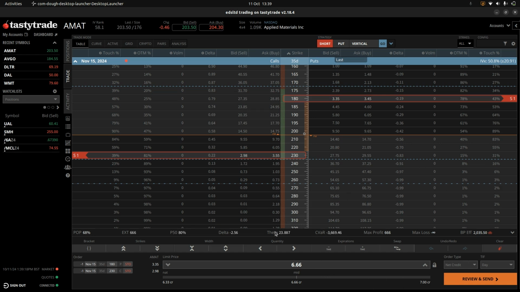And it will give you nearly $24 in daily theta decay. And that's today. Assuming all things equal as time goes on, this theta decay will get increasingly more aggressive.